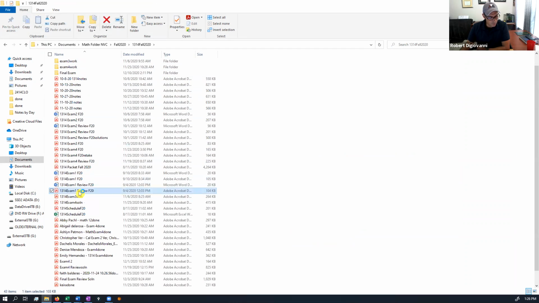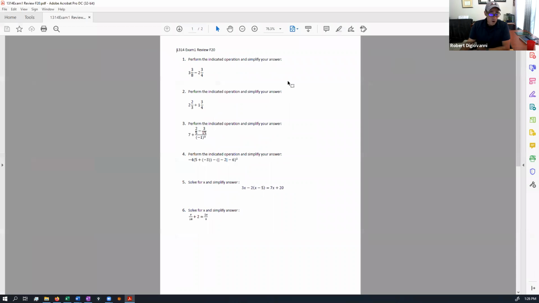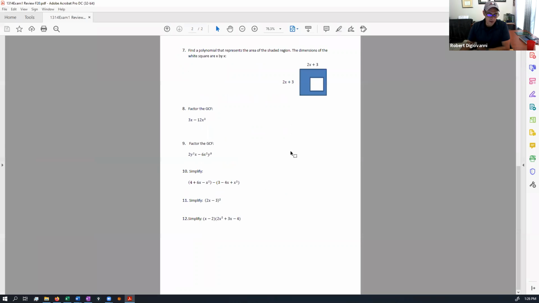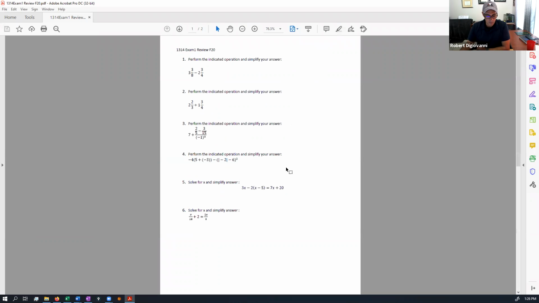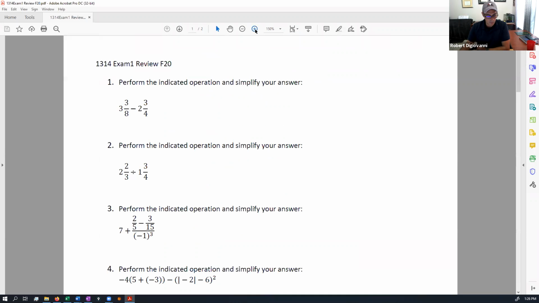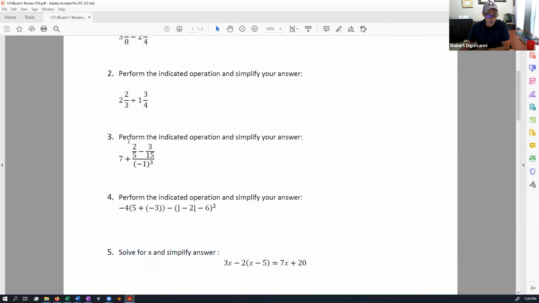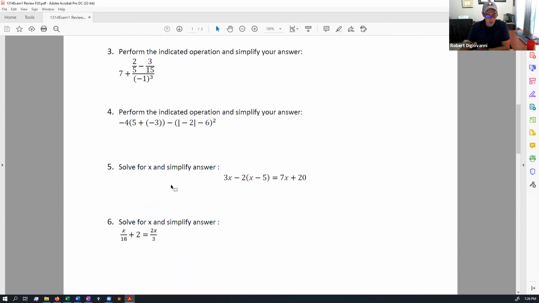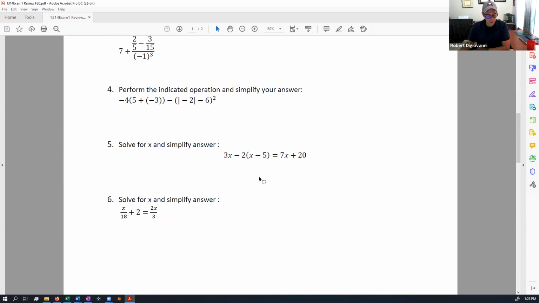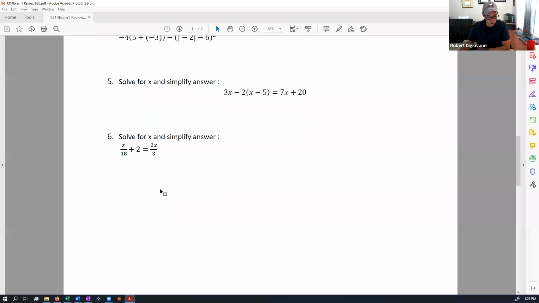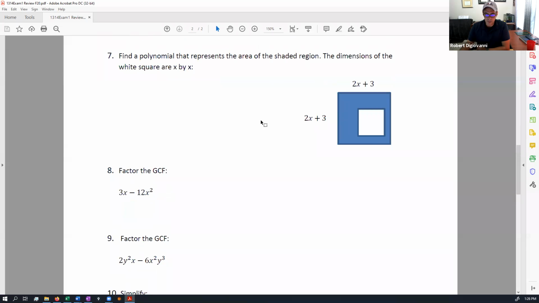Here's a review for an exam that I gave in the fall. Don't worry, I'm going to send you all a review, okay? Yeah, this is actually pretty close. It's adding and subtracting fractions, multiplying and dividing, order of operations, solving a linear equation, simplifying a linear expression. This looks very much like the problem that we just did a minute ago that I had you do.